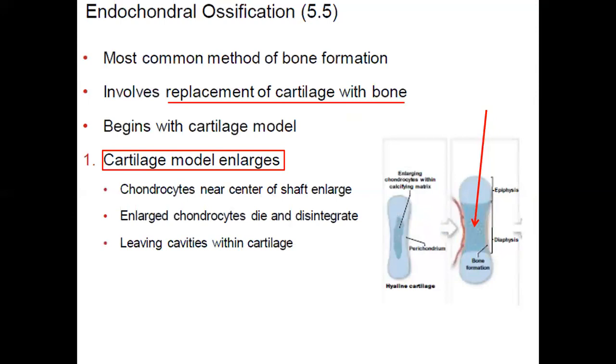This cartilage model, basically chondrocytes, remember chondro is cartilage and cyte is cell. So the cells of hyaline cartilage, chondrocytes, near the center of what will be the shaft, right? So this is the shaft here, or the diaphysis, what will be the diaphysis. Chondrocytes enlarge, so they start to increase in their size. And they increase in their size, but they don't have room to do that. So as they grow, they basically just die and disintegrate. They just get removed. And that leaves cavities within that cartilage. So there's little tiny circles here. Those are cavities in there that chondrocytes have left behind.